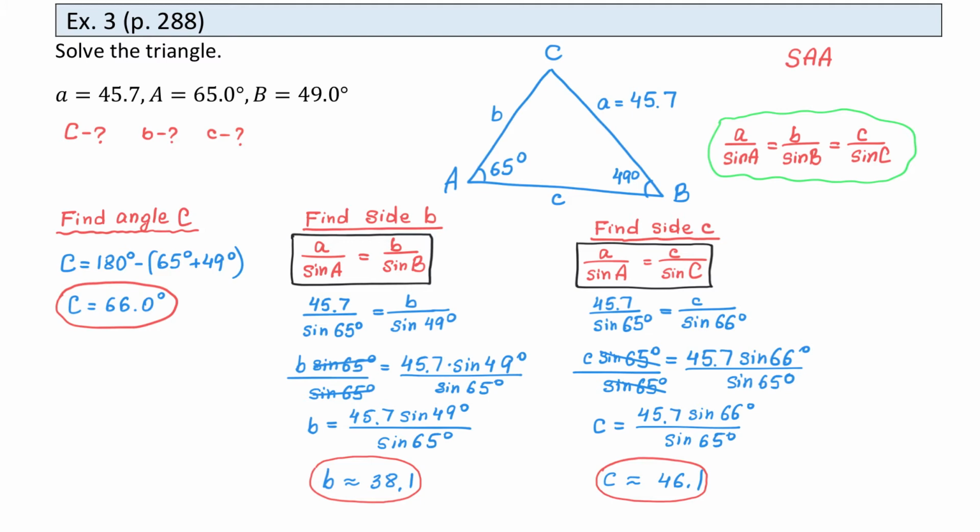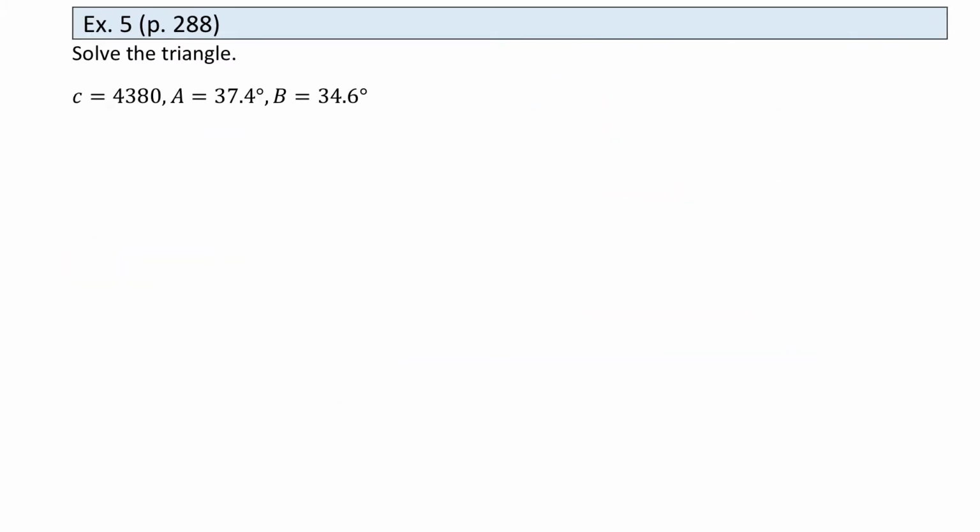Now we will continue with another problem. This is exercise 5 on page 288. In a triangle, we are given side C of 4,380, angle A of 37.4 degrees, and angle B of 34.6 degrees. Let's start by drawing the triangle. We will have the angles A, B, and C. Angle A is 37.4 degrees, angle B is 34.6 degrees.